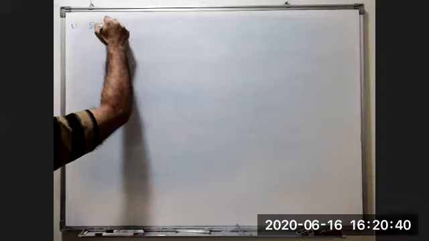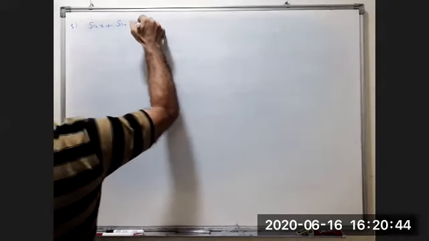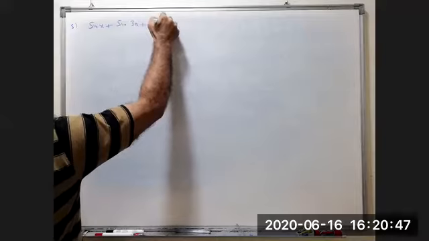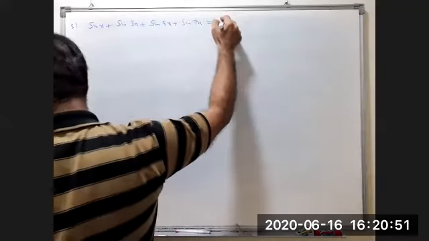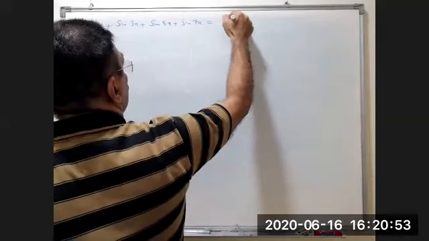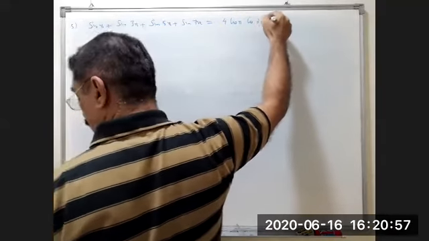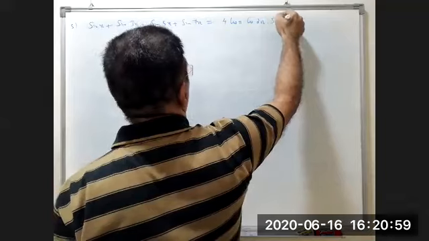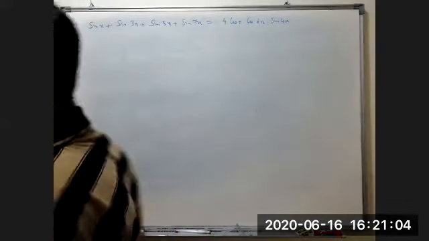sin x plus sin 3x plus sin 5x plus sin 7x is equal to 4 cos x cos 2x sin 4x. Taking LHS.